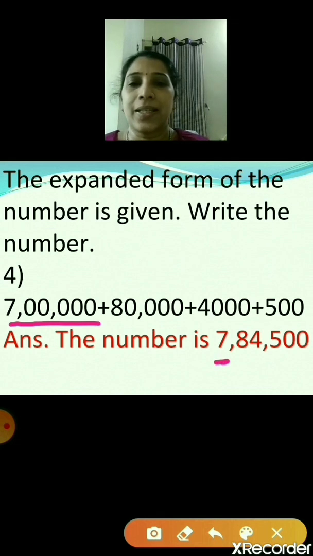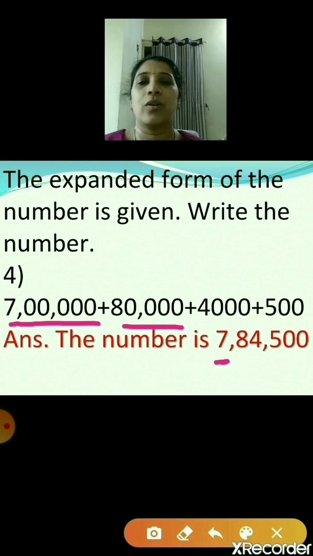Now let's take the next part, that is 8 followed by 4 zeros. So the first 0 in the units place, second 0 in the tens place, third 0 in the hundreds place, fourth 0 in the thousands place, and the digit 8, it is in the 10,000s place. So you will write it as 8.